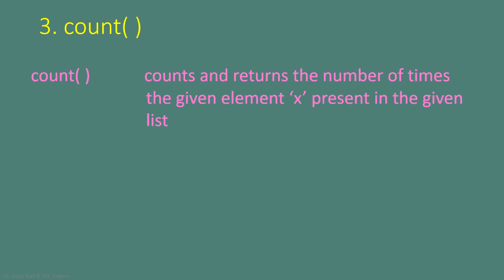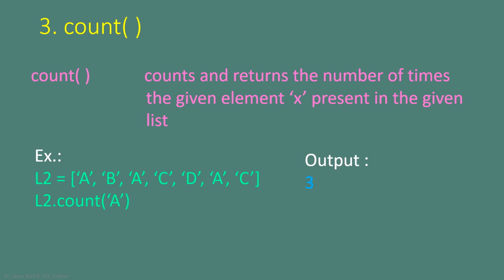Next method is count. This will count and return the number of times the given element x is present in the given list L. For example, let L2 is equal to A, B, A, C, D, A, C. If we want to count how many times the element A is present, we can use L2 dot count of A. If we display it, it is going to produce the answer 3, the number of times A is present in the given list.